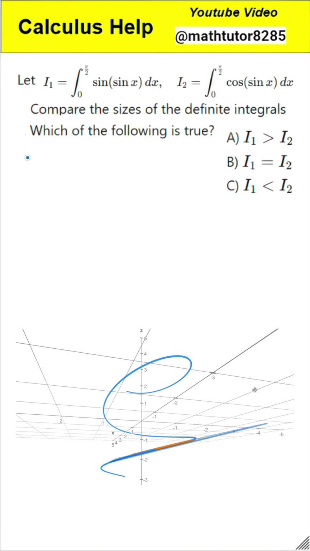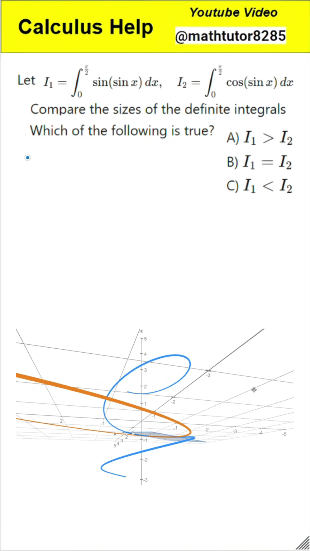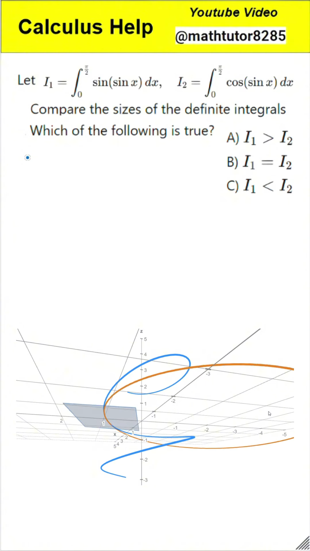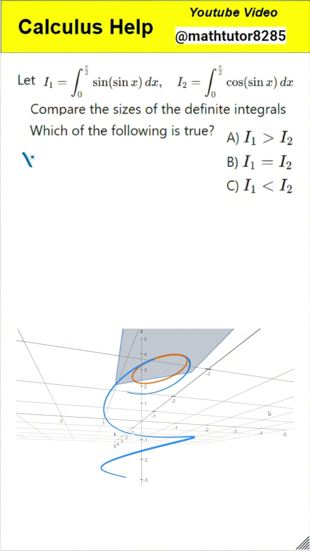Option A, I1 is greater than I2. Option B, I1 equals I2. Option C, I1 is less than I2. First step is to compare sine of sine of x.